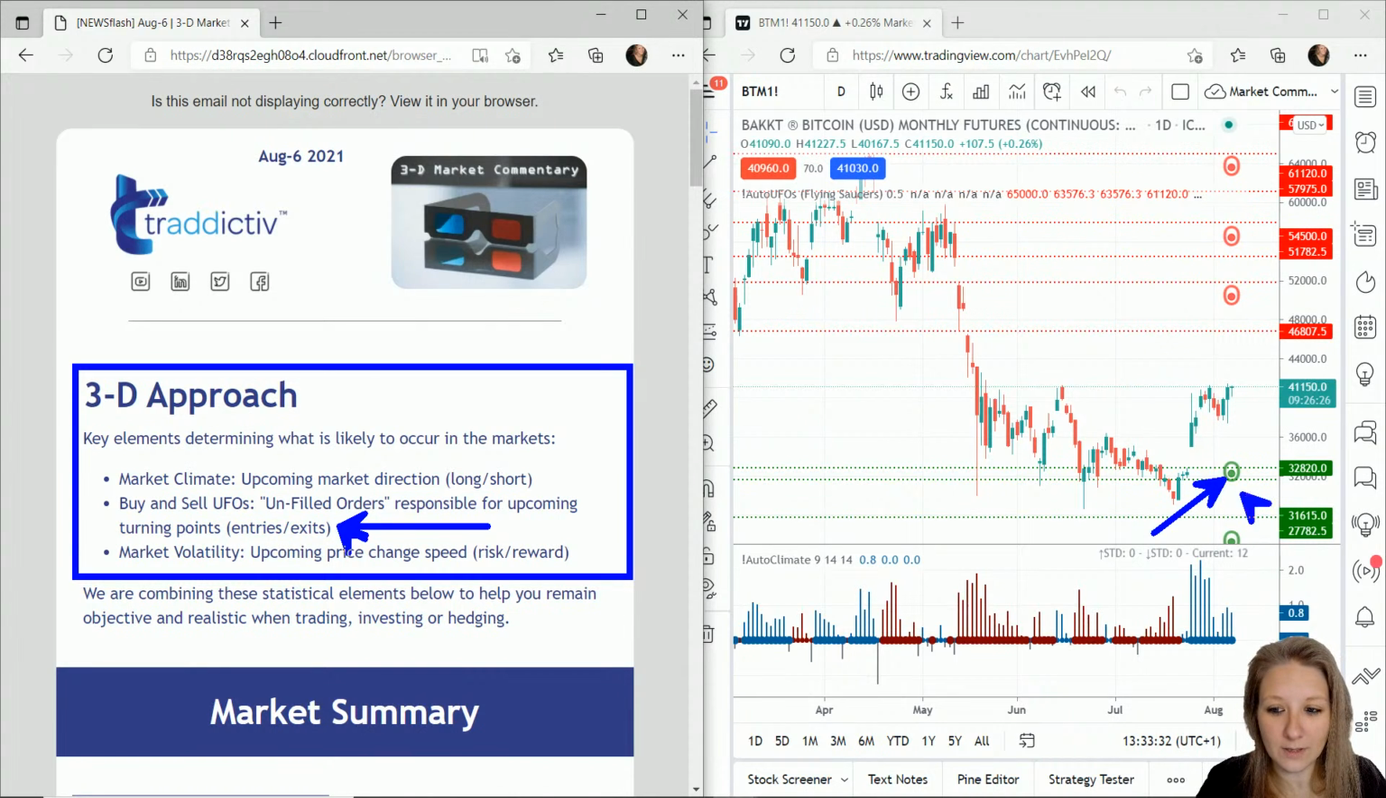The green ones show us where we have buyers. Now, if we're going to buy, we want to buy where there's loads of other buyers because they're much more likely to push price up. The more buying there is, the more likely it is to push price upwards.